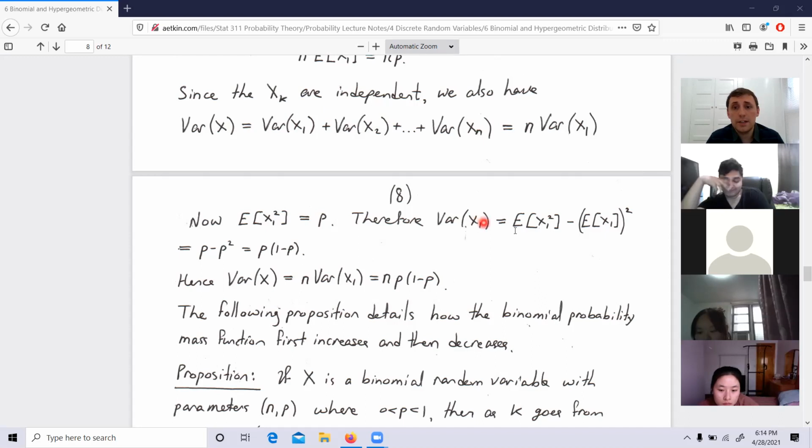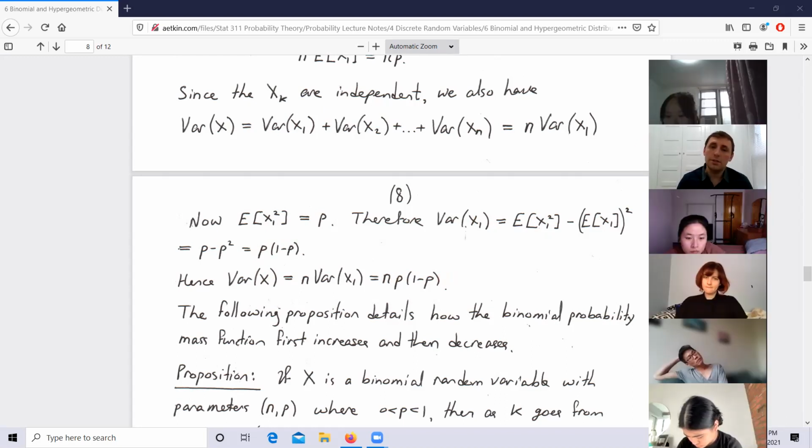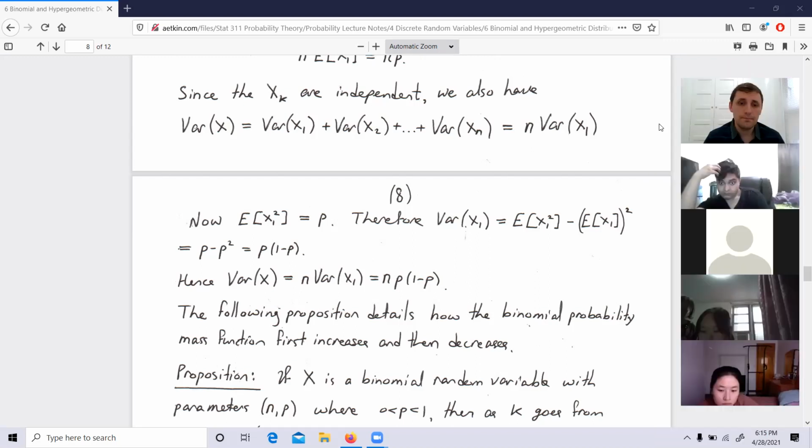And what's variance? Variance is the expected value of x1 squared minus the square of the expected value. So it's P minus P squared. So the result, if you factor out P, is P times 1 minus P. And so variance of x is just n times P times 1 minus P. Make sense? So this is the quickest way I can think of easily deriving it. So that means, on average, how are the number of successes going to deviate from the average?